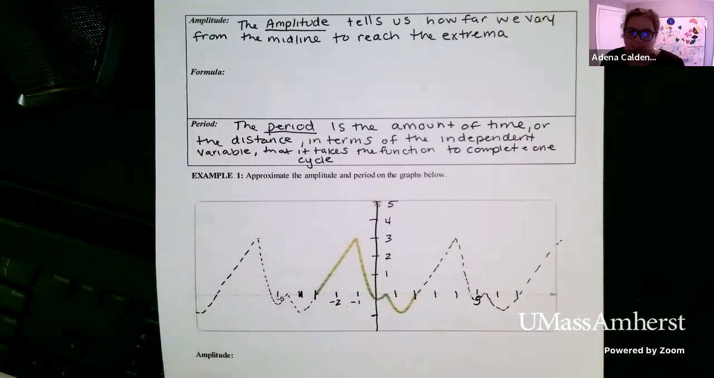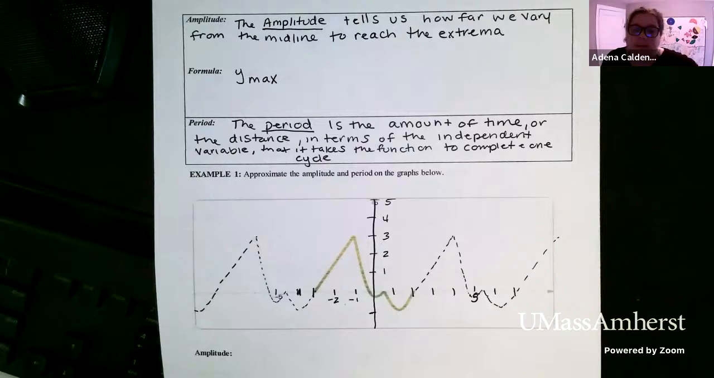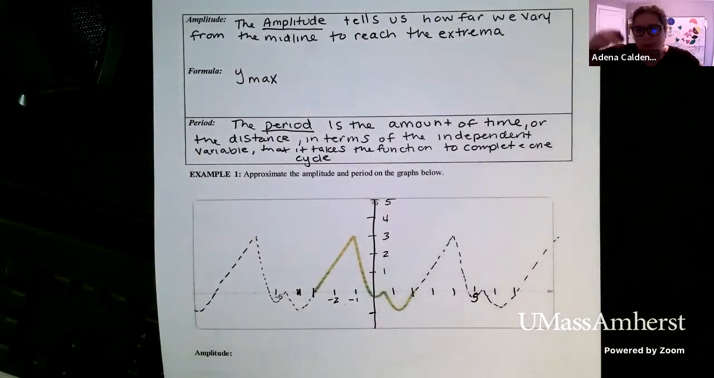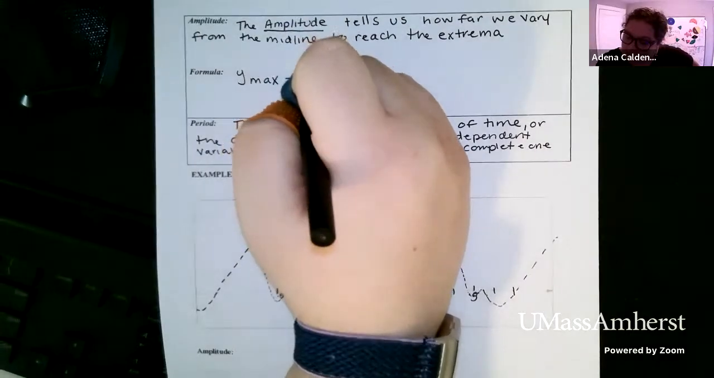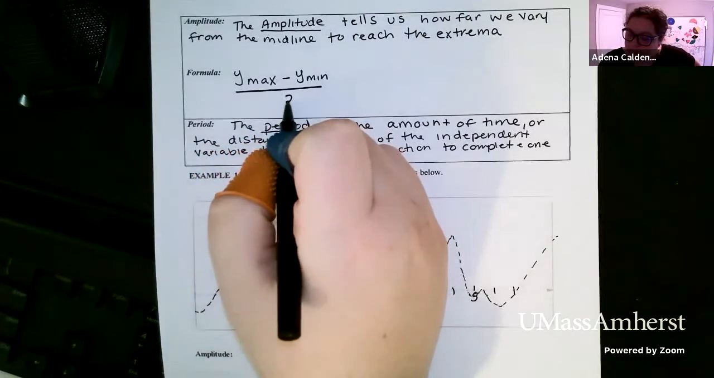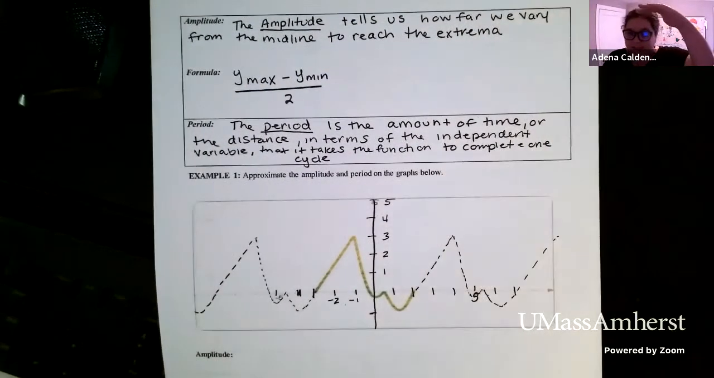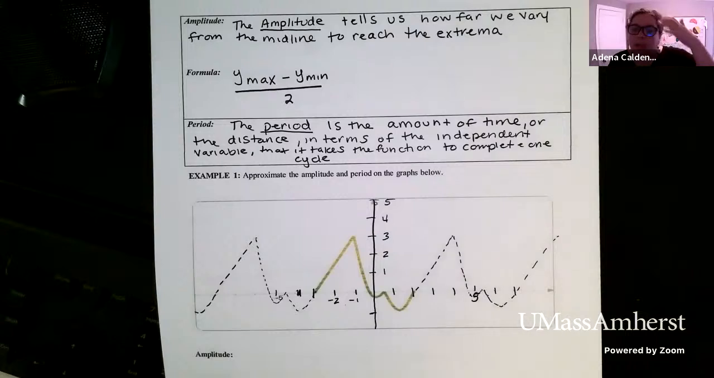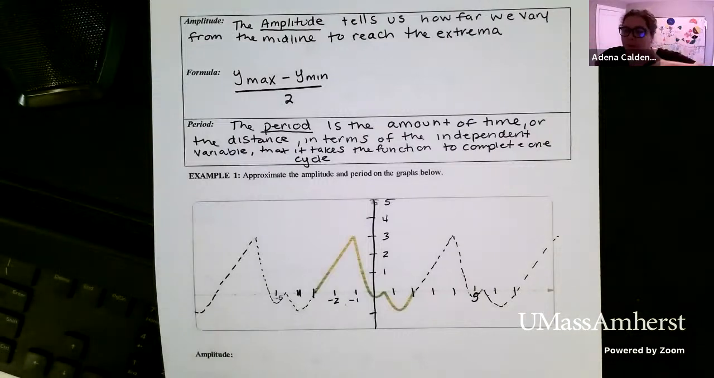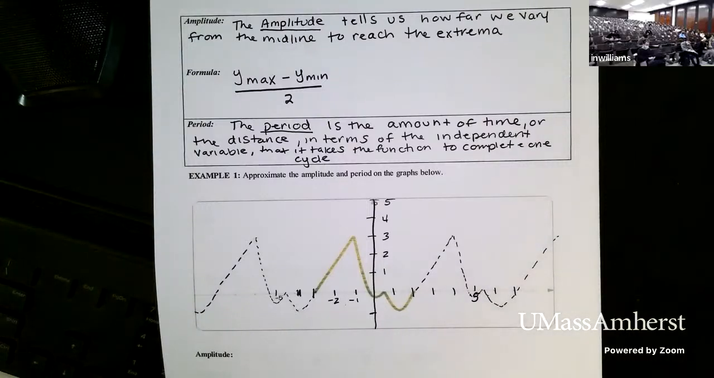So we do have a way to calculate this. When we look at a function, we are going to find the maximum y value, right? So how high does it go up? Minus the minimum y value. And then we're going to divide by 2. If we look at the maximum minus the minimum, that tells us the span of our function. And if we divide by 2, that's half the span. So that tells us how far we would vary from the midline. So again, we're looking for the maximum y value minus the minimum y value, and then we divide by 2. That's going to tell us the amplitude.